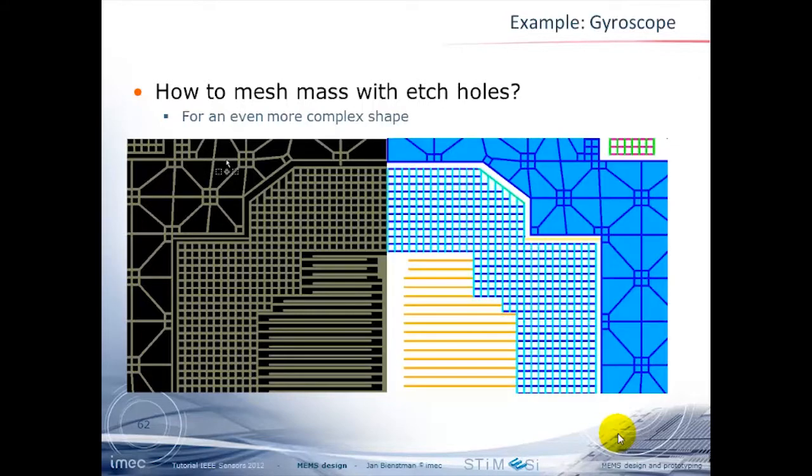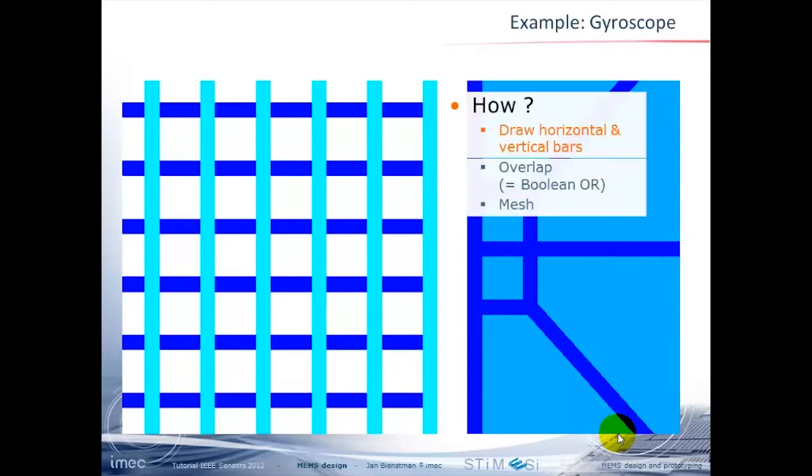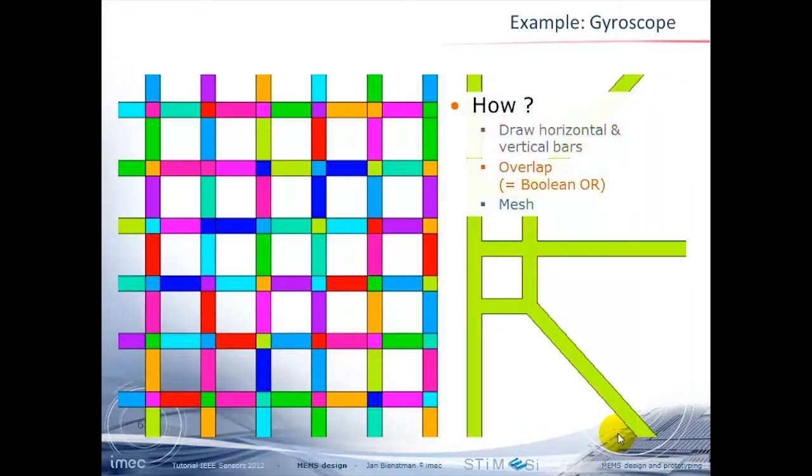So my solution was actually, instead of drawing the edge and the holes, I draw just vertical bars and horizontal bars. Why did I do that? Well, just zoom in. By importing then from my layout tool to my 3D modeler, I could do a kind of Boolean overlap. And then I have a structure which is completely partitioned already.